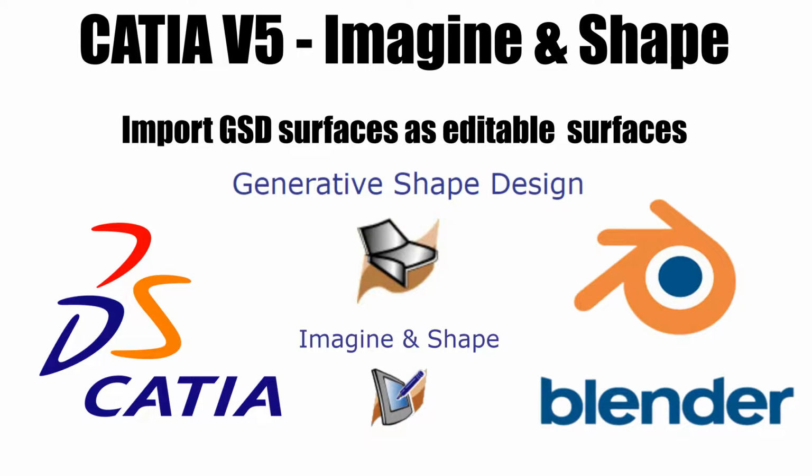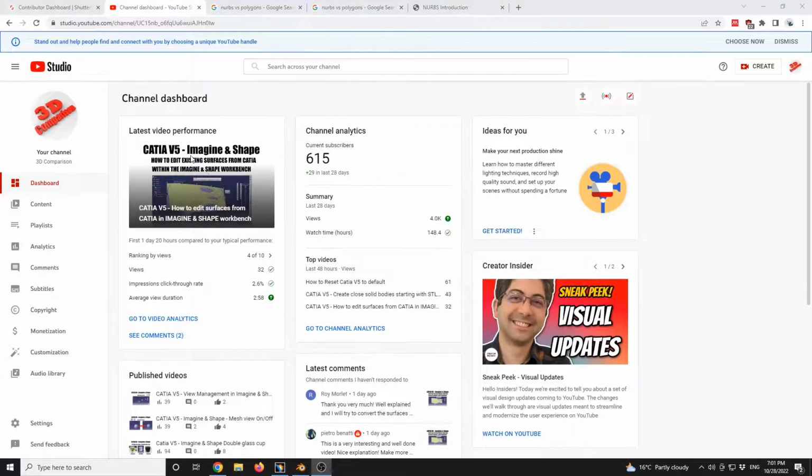Import Generative Shape Design surfaces as editable surfaces within Imagine and Shape. So, transferring surfaces from CATIA Generative Shape Design towards the Imagine and Shape workbench. Within my last video I made use of GeoMagick, which isn't that widely available software, but in today's video I would like to present a similar approach using Blender, which is free and open source.